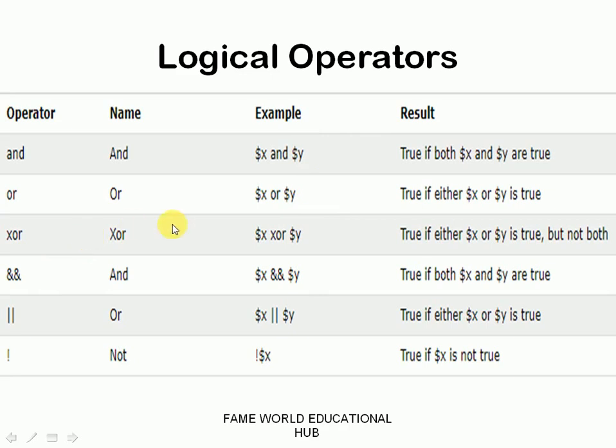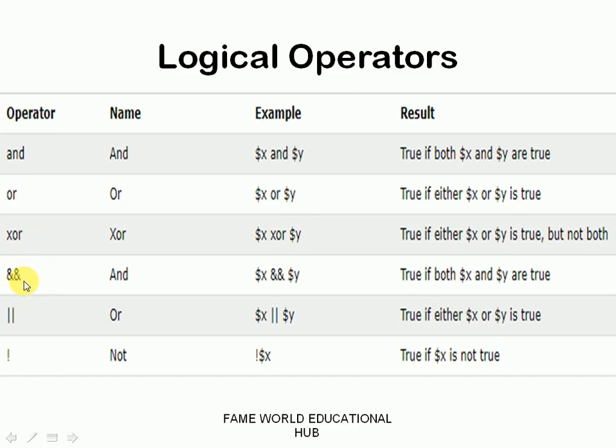Next, coming to XOR. XOR, as the name implies. Here, true if either X or Y is true but not both. Yes, here the condition comes. It will return true if any of them is true, but one should be false. If both of them are true, then it will return false. True if either X or Y is true but not both of them. That is, when both X and Y are true, in the case of XOR, it will return false. But if any of them is true and another is false, then it will return true.